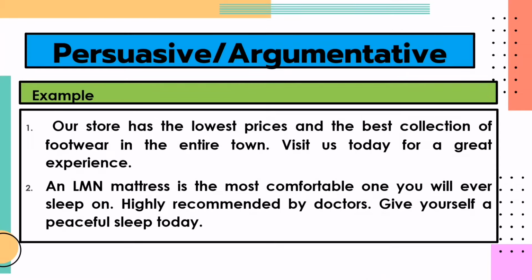We have here examples for persuasive or argumentative text. The first one is, our store has the lowest prices and the best collection of footwear in the entire town. Visit us today for a great experience. Next, an Element mattress is the most comfortable one you will ever sleep on. Highly recommended by doctors. Give yourself a peaceful sleep today. So, in these examples, the writer is trying to convince the readers to buy the product.